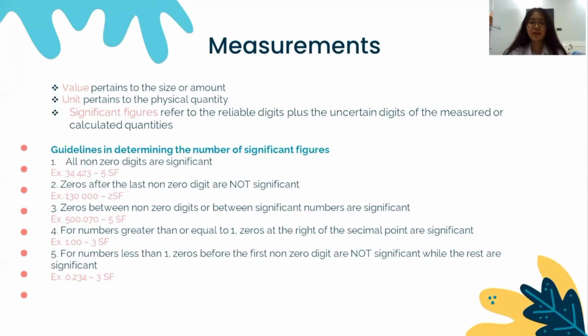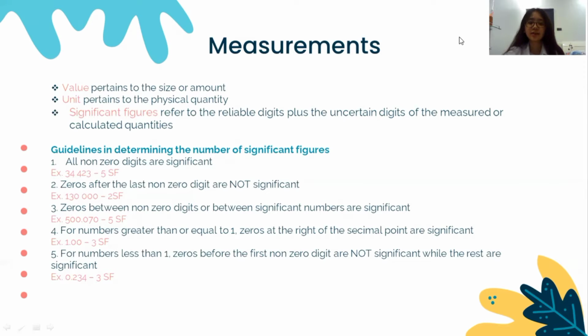In measurement, there's value, unit, and significant figures. Value pertains to the size or amount, unit pertains to the physical quantity, and significant figures refer to the reliable digits plus the uncertain digits of the measured or calculated quantities. Guidelines in determining the number of significant figures.